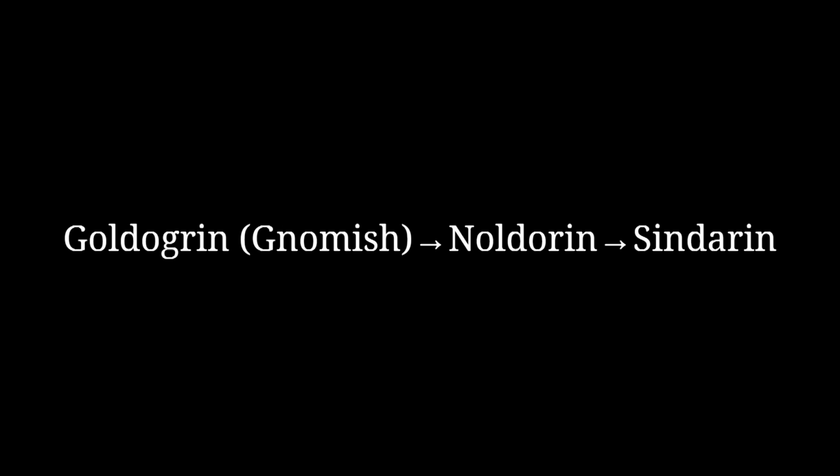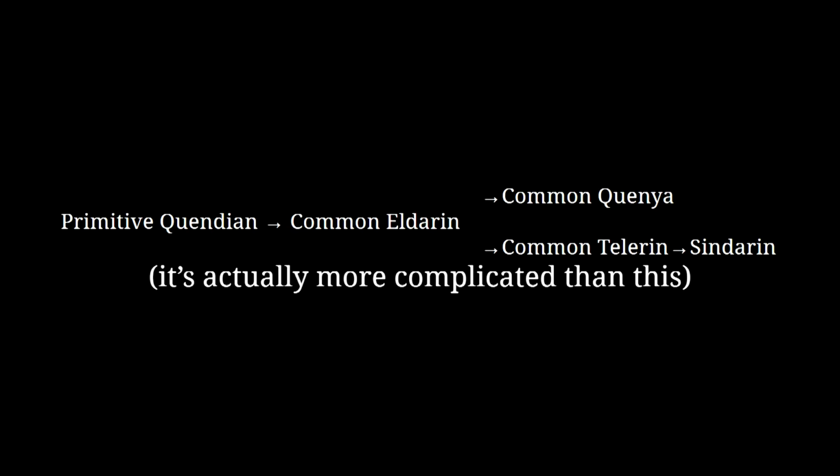The family of elf languages that appears in Tolkien's books began in the 1910s in the form of a language called Gnomish, or Goldogrin. This language was the basis of another elf language called Noldorin, which in turn was the basis of Sindarin. In fiction, the Elvish languages are related to each other, sharing a primitive Quendian common ancestor. Sindarin is the most spoken Elvish language at the point the Lord of the Rings series takes place.